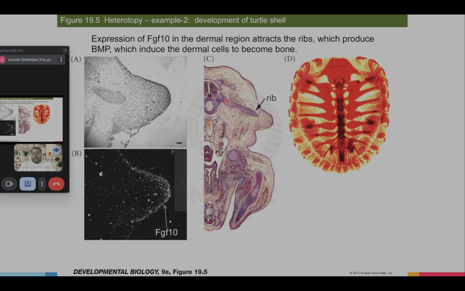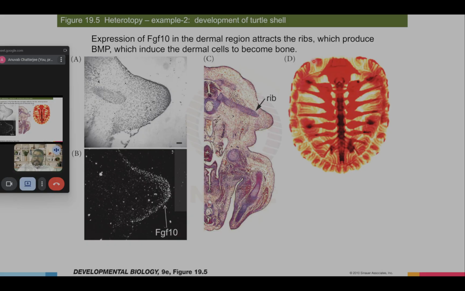This FGF10 causes the ribs, instead of growing in a curved fashion, to grow straight and then develop into this rib-like structure which supports the shell. And when these ribs grow, they also carry BMPs with them, and what BMP does is cause the skin on the back of the turtle to also form into bones, and that is how the entire shell is formed. So the BMPs from the ribs cause the entire back of the turtle to convert into bones, and that is why you have a bony shell on the back of the turtle.